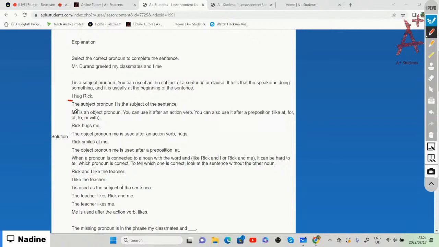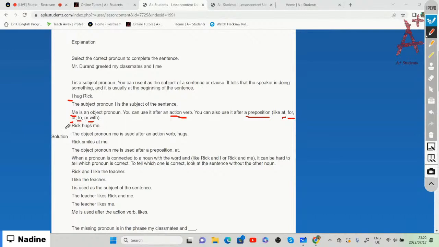And then we have me, right? Me is an object pronoun. So I is a subject pronoun that tells us that the speaker is doing something. And then you have me as an object pronoun, right? And you can use it after an action verb, and you can use it after a preposition like at, for, of, to, or with, right?